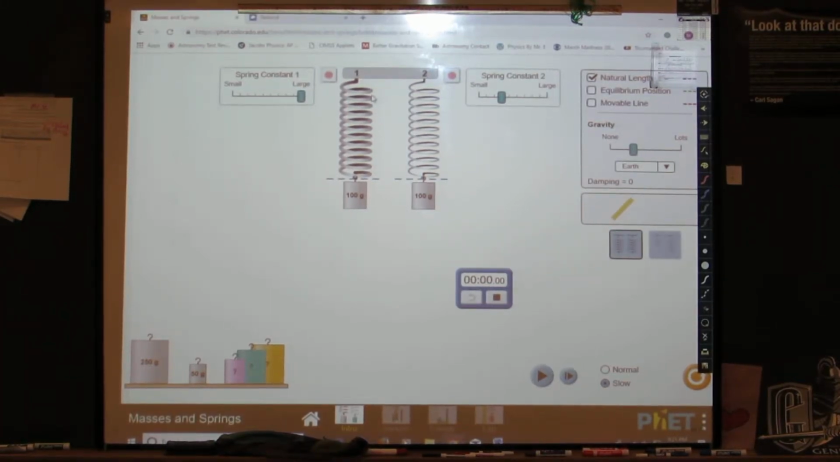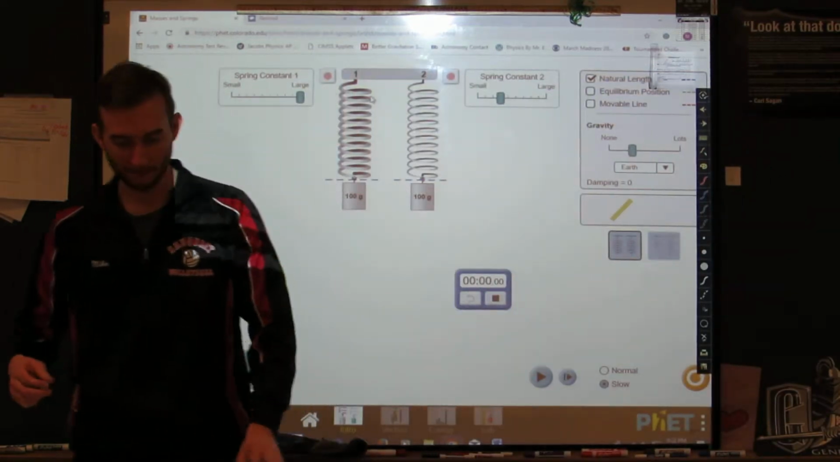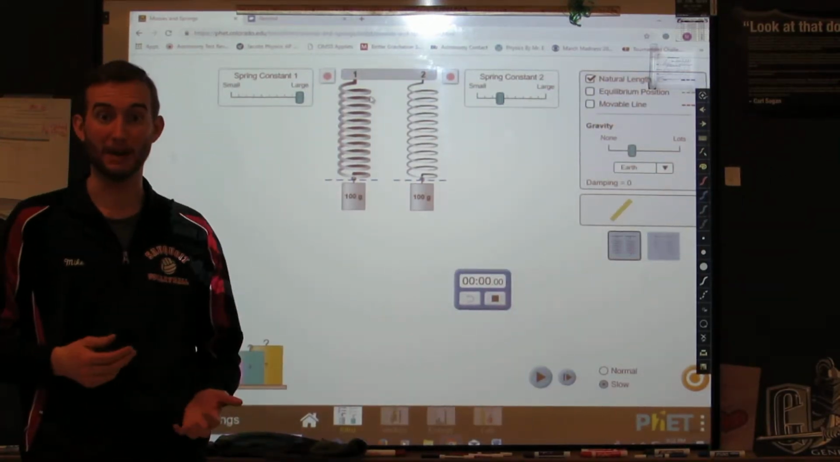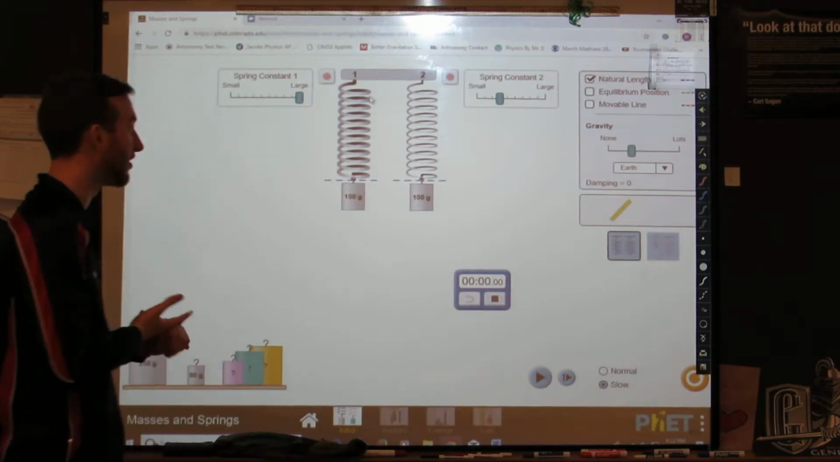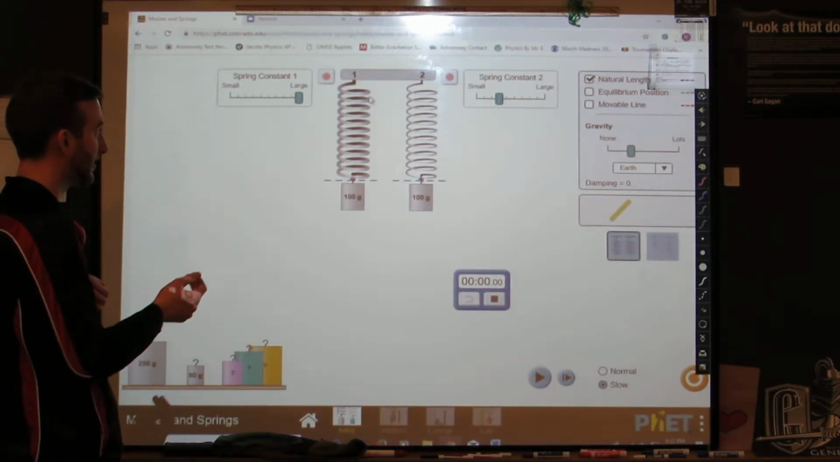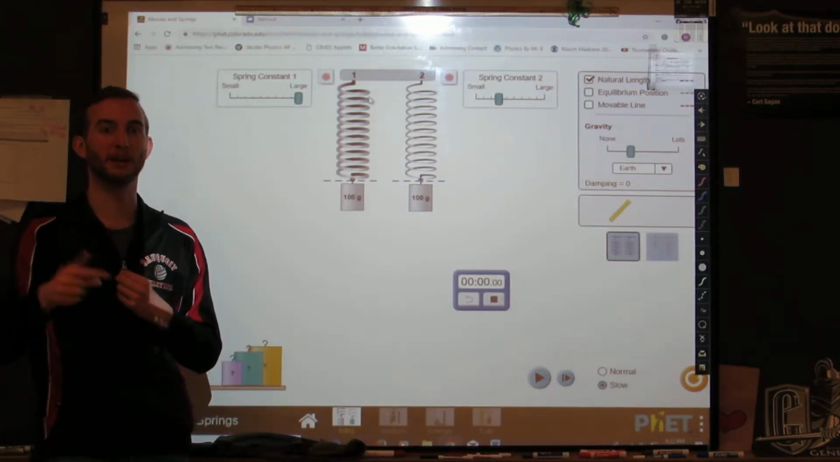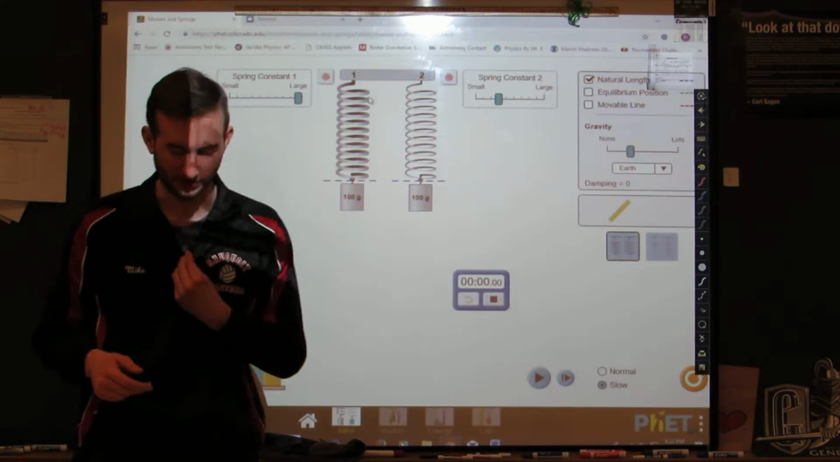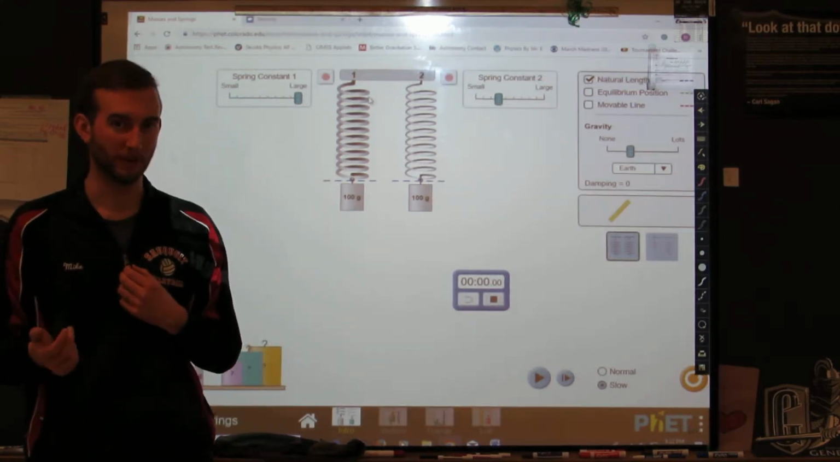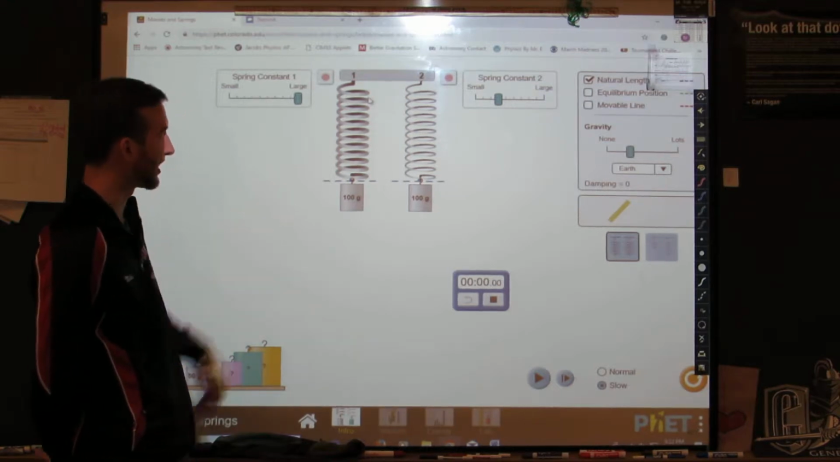Okay, so when we left off last time, we were discussing how different factors can affect the period of a mass on a spring. One of the things we thought might affect it was mass. We saw that the more mass was on the spring, the bigger the period was. And now, we are checking out the spring constant.